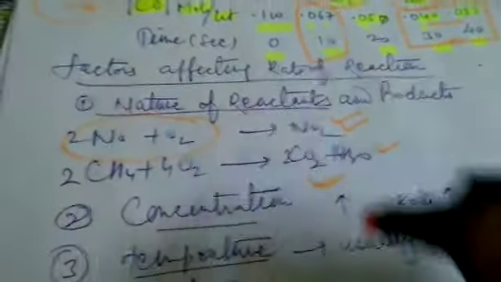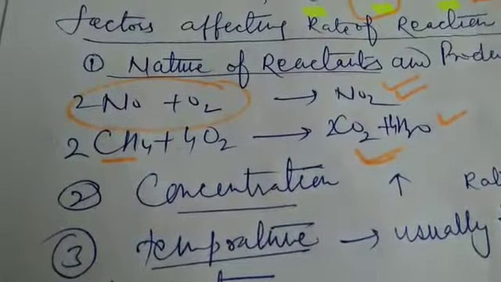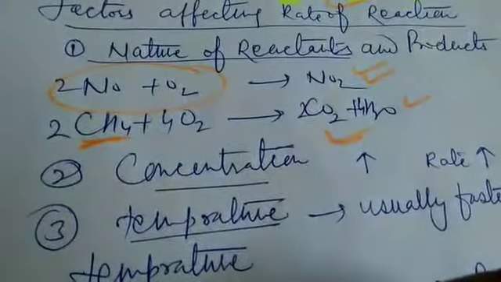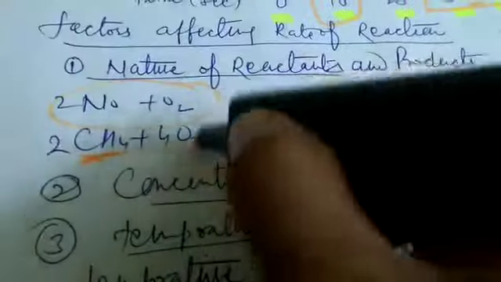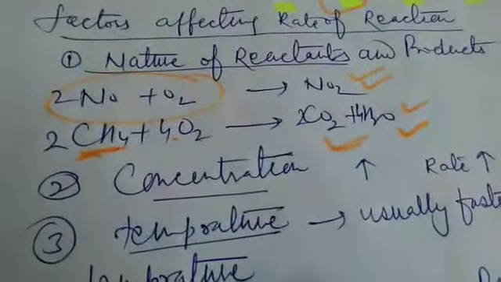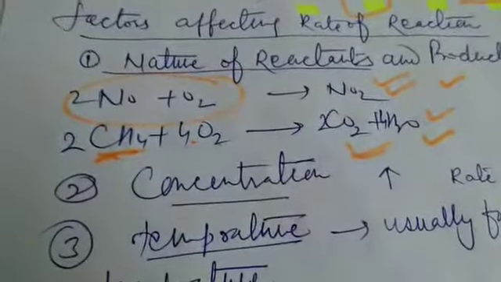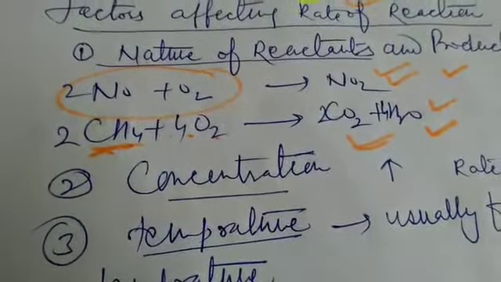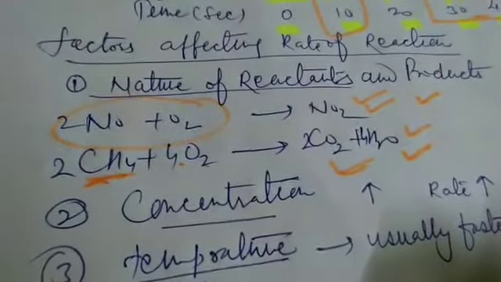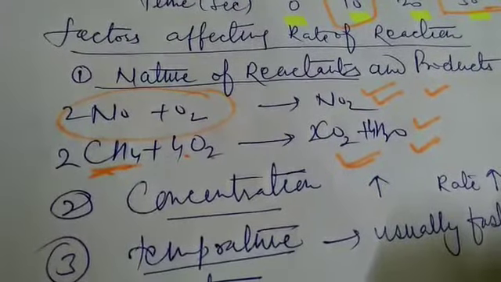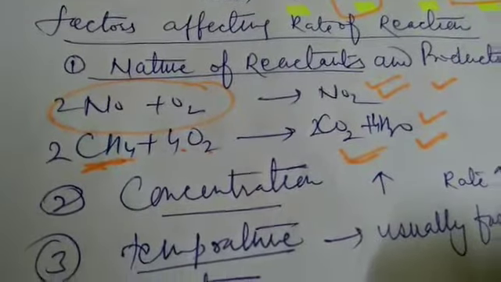But in case of second reaction, there two steps are taking place: bond breaking and bond formation. The carbon hydrogen bond is broken and carbon oxygen and hydrogen oxygen bond is formed. So this reaction will be slow in comparison to first one, because in first reaction only bond formation is taking place, but in case of second, bond breaking and bond formation both are taking place. So if the reactants are simpler, then reaction will be fast, and if the steps of reaction are complex, then the reaction will be slow.